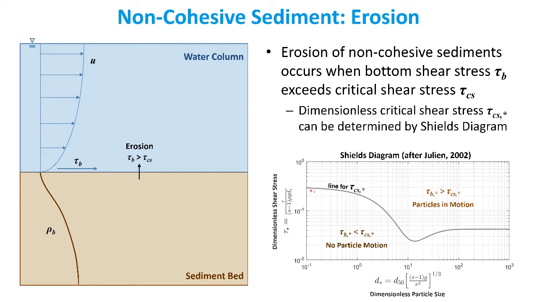So in this diagram, the black bold line represents the value of critical shear stress of each particle as a function of dimensionless particle size. The y-axis represents the dimensionless shear stress. So if the dimensionless bottom shear of flow is larger than this line, the particles are in motion, so erosion occurs. And if the flow shear stress is smaller than this line value, there's no particle motion, so the particles can be deposited on the sediment bed.